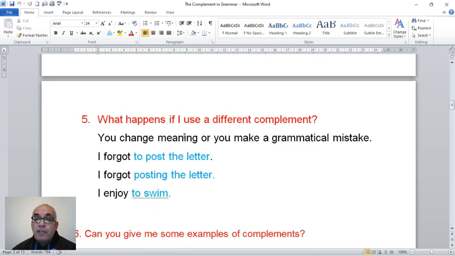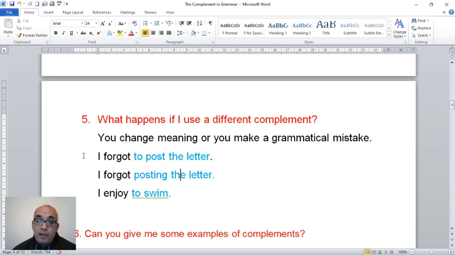What happens if I use a different complement? You change meaning, or you make a grammatical mistake. So if you say, I forgot to post the letter, and I forgot posting the letter, here the complement is to and post, verb, the letter, again the noun, and the article. Posting is the gerund, and the letter is the noun, of course, article and noun.